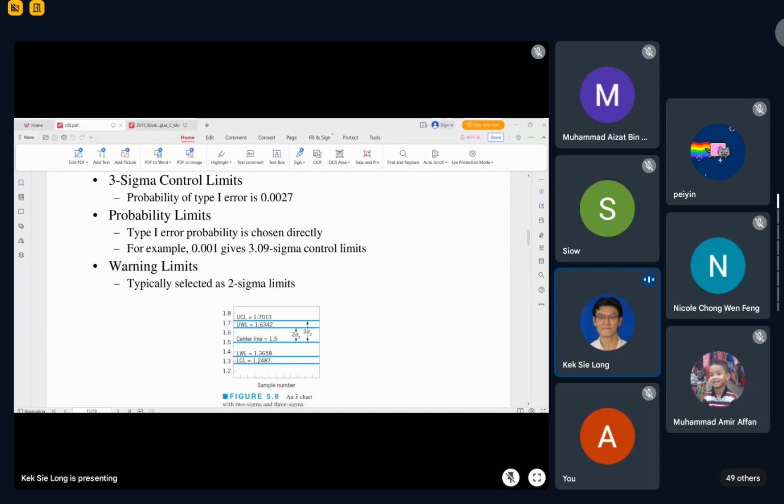Then inside the control limits means that the point is located in the region from 1.3, the lower 3 sigma control limit, to 1.7, the 3 sigma upper control limit. This is called in the control limits. And last meeting, we mentioned this warning limit.